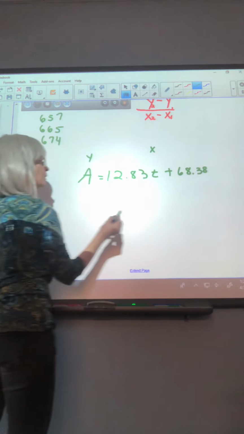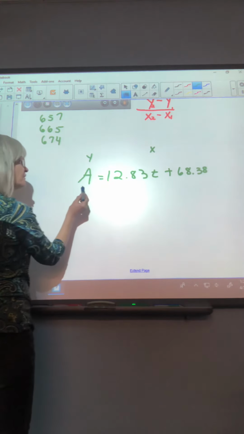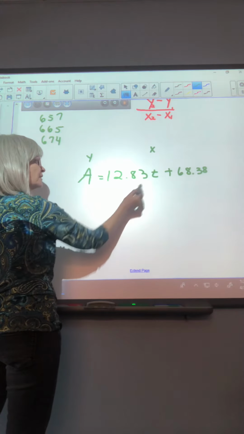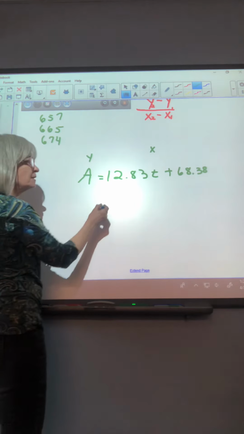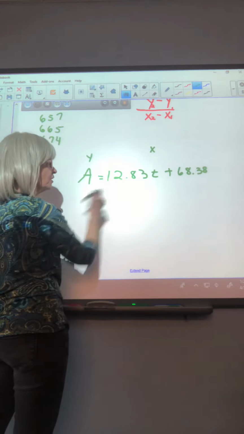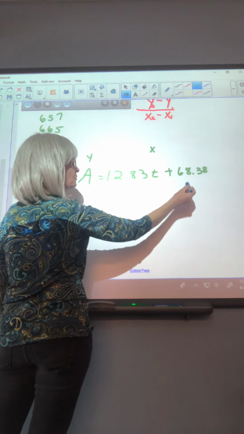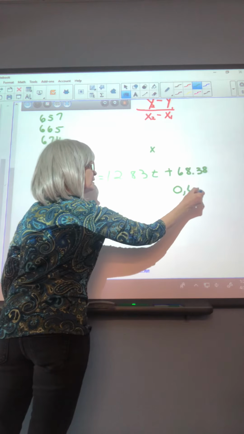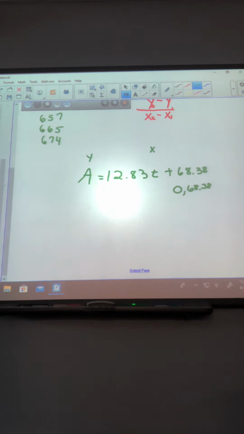This equation is in what we call y-intercept form, because we've got the y all by itself, and then we've got the T next to a number. The number that it's next to, the 12.83, is actually going to be the slope. That's determining if it's falling or rising, and how much it's falling or rising. The y-intercept is the 68.38. And so this point on your graph would actually be (0, 68.38).